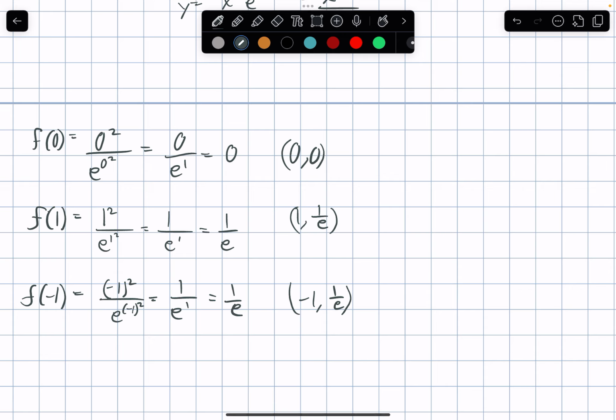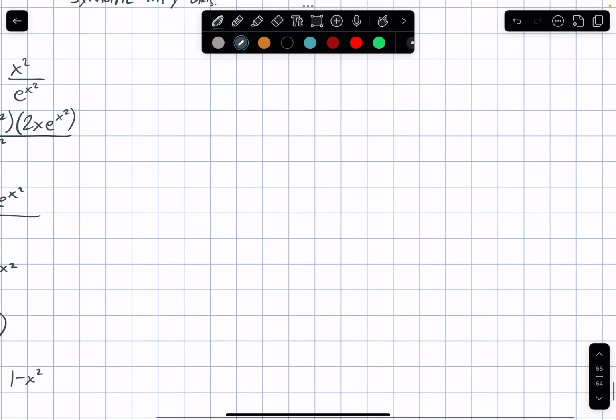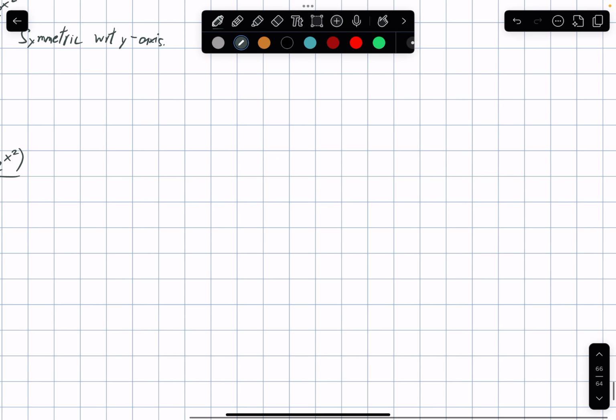Okay, so we have the coordinates already. We want to determine the behavior of these points, if they are local maximum, local minimum, or possibly point of inflection, or possibly global maximum, global minimum. So let's apply the derivative test for x equal to 0.